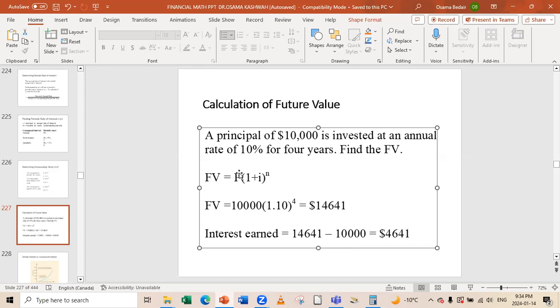So what I usually do is multiply the principal by 1, which is constant, plus the rate of interest. 1 plus 10% gives me 1.1, to the power of the years, which here is 4. So I multiply 10,000 times 1.1 to the power 4, and it gives me this amount. Can I say how much I earned in interest? Yes. The amount I get, 14,641, minus the origin of 10,000 gives me 4,641, which is the interest only.